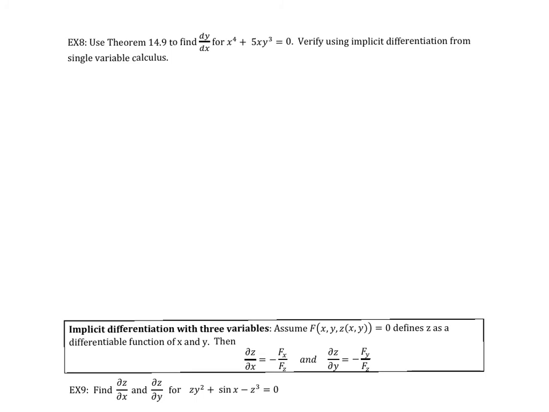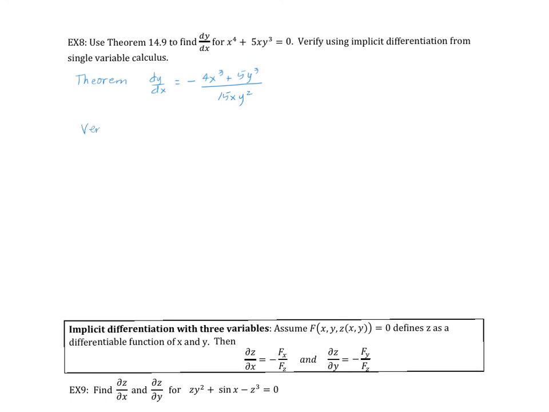In example 8, we're going to use the theorem that we just verified to find the derivative for this function. And then we're going to verify our derivative by going back to calculus 1 and using implicit differentiation. If I were to use the theorem, the derivative of y with respect to x is simply negative. Partial with respect to x would be 4x to the third plus 5y to the third over the partial with respect to y, which is 15x y squared. And that's it.